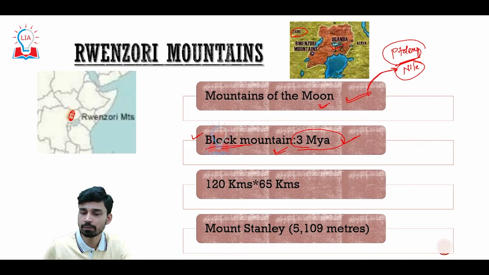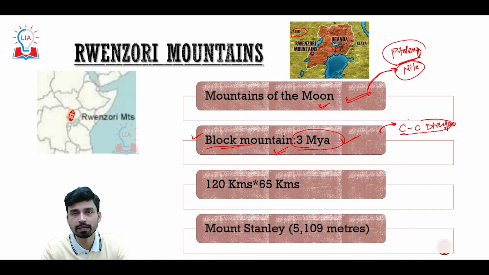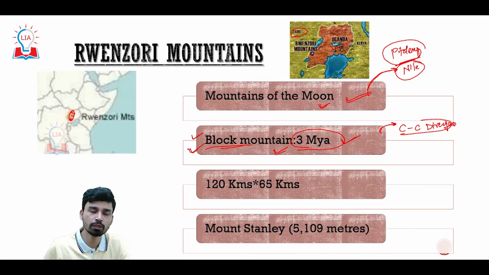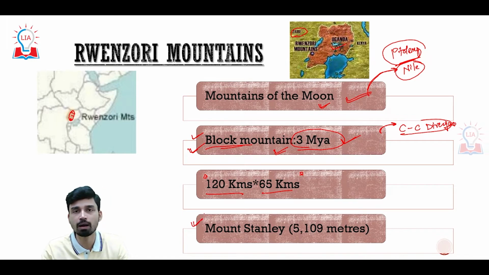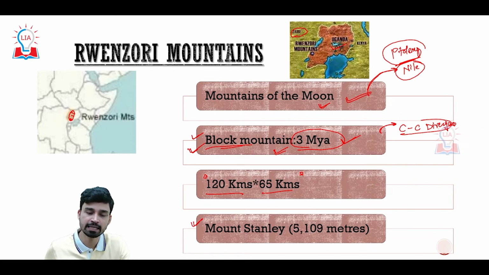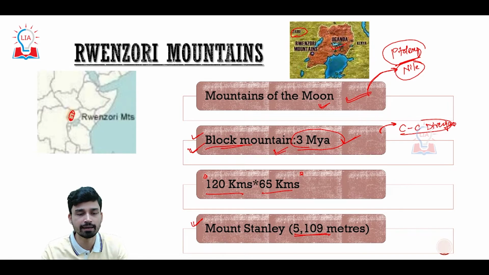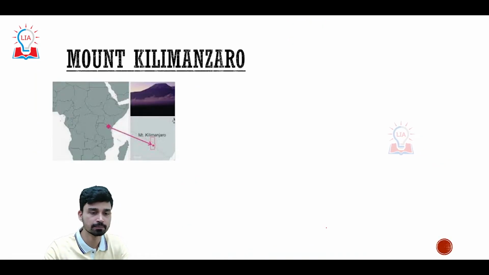The main reason behind the faulting of the rock can be understood as the process called continental divergence, where the African plate and the Somali plate are drifting apart from each other, and that is why we have block mountain and valley-like formation. The extent of this mountain is almost 120 kilometers in length and 65 kilometers in width. The highest point is called Mount Stanley, which stands at an elevation of almost 5,109 meters. That is the Rwenzori mountains.